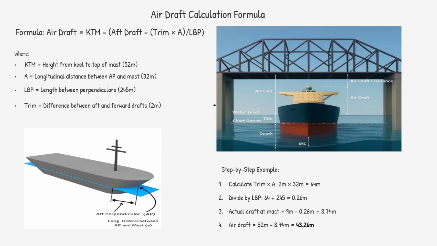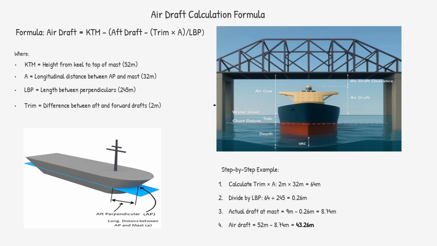The formula for calculating air draft is equal to KTM minus afterdraft minus trim times A divided by LBP, where KTM is the height from keel to mast top, trim is the difference between aft and forward drafts, A is the longitudinal distance between the aft perpendicular and the mast, LBP is the length between perpendiculars.